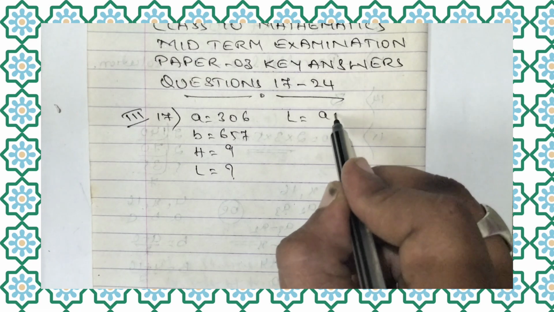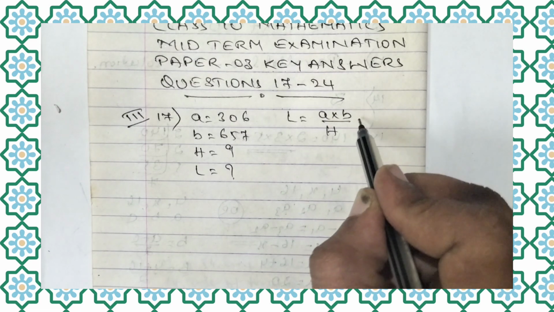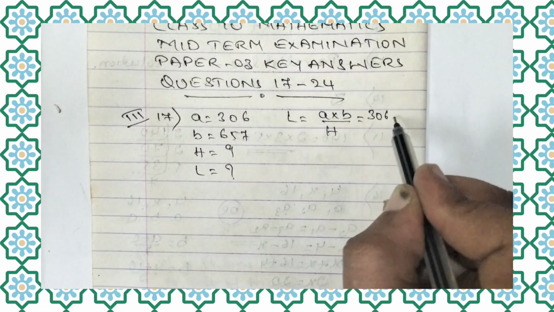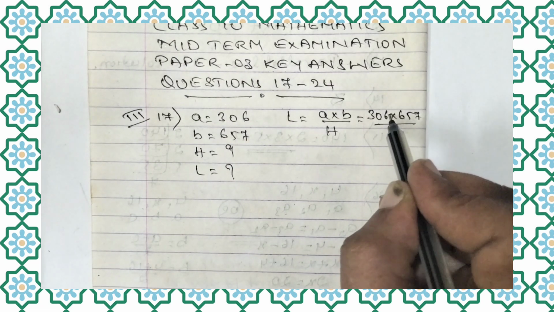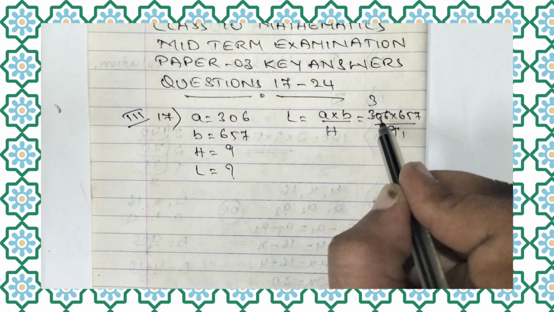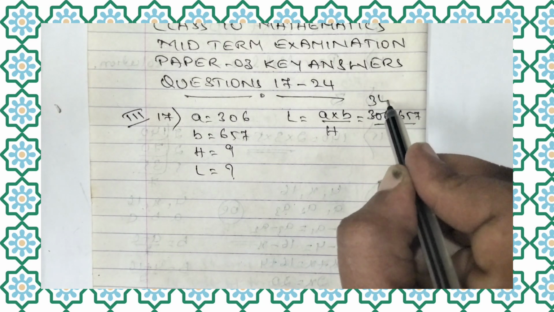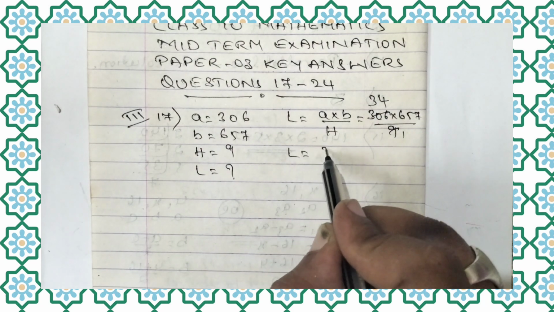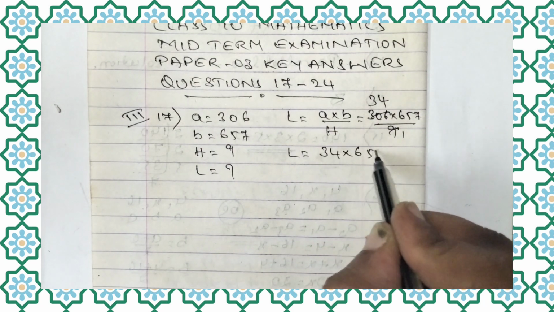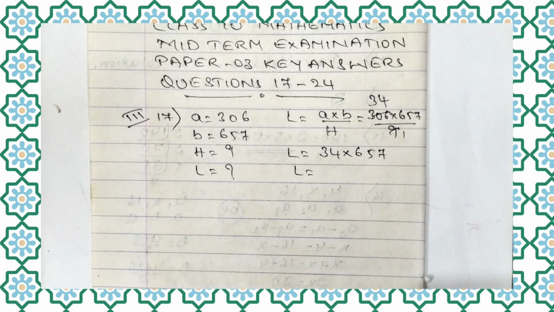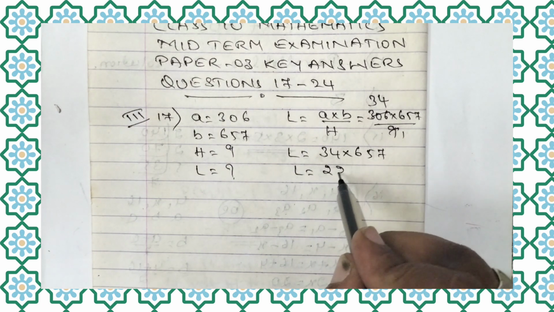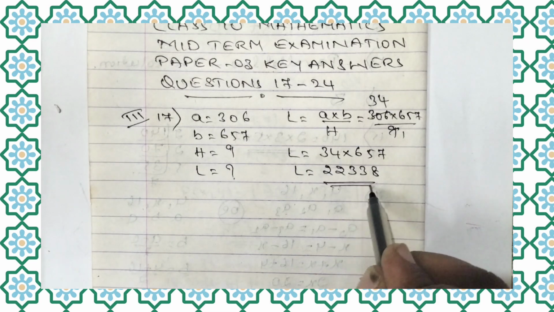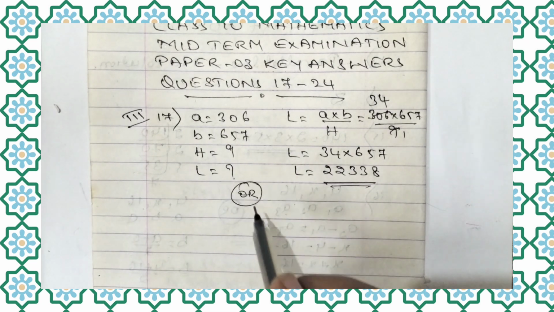So LCM is equal to A into B divided by H. That is equal to 306 into 657 divided by 9. 9 ones are 9, 9 threes are 27, 9 fours are 36. So now let us multiply 34 and 657. So LCM is equal to, if you multiply these two, we will get the answer 22,338. There is an internal choice question inside it.